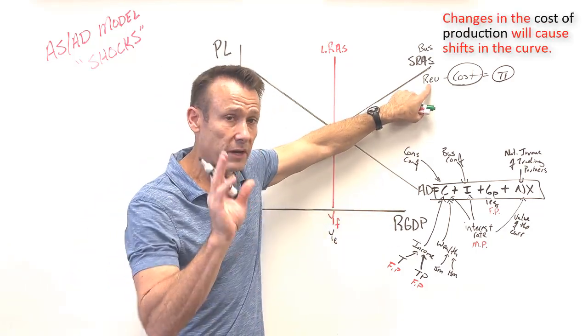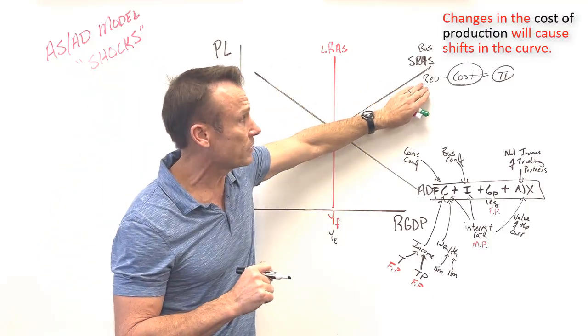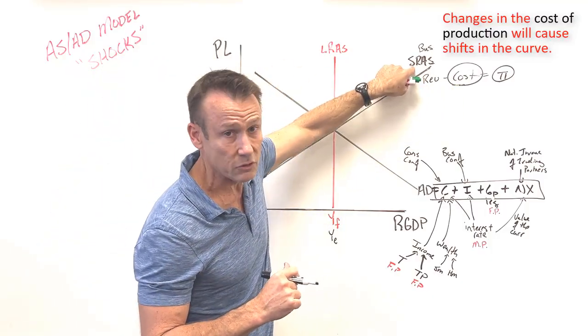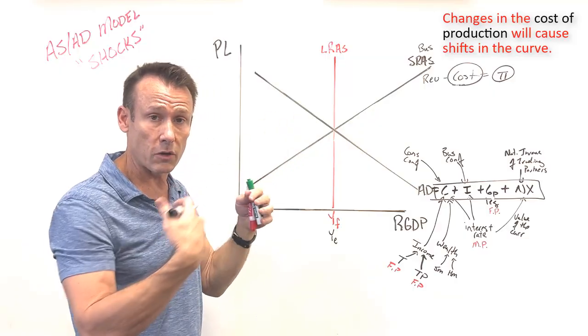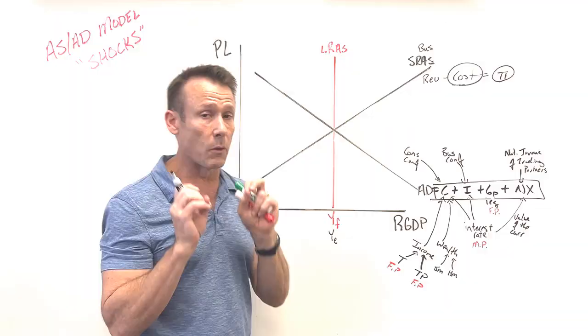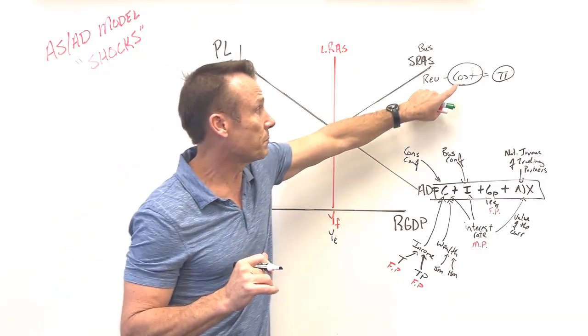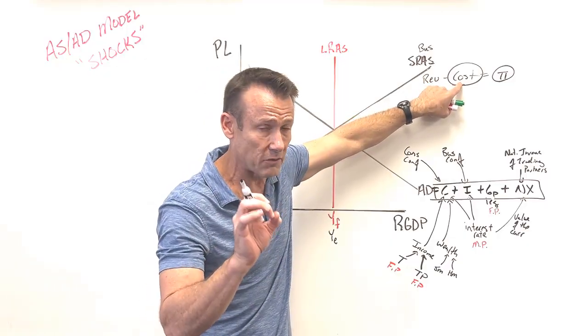Again, revenue changes we associate with price level changes. When the price level changes, when revenue changes and costs lag behind, which is what happens in the short run, we move along the curve, okay? Production does change. It's represented by a movement along the curve. But what we want to focus on in this video are shocks, things that shift the curve, which would be changes in the cost of production.